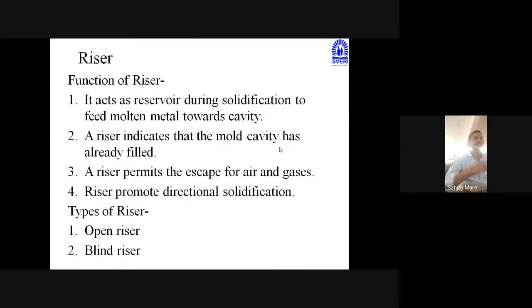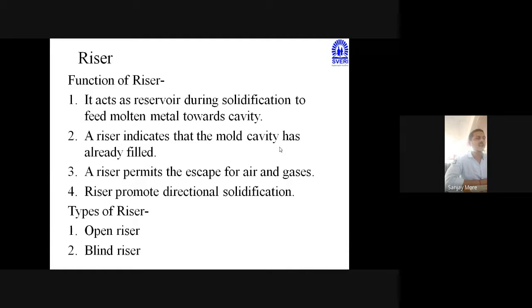Here, see the function of riser. It acts as a reservoir during solidification to feed molten metal towards the cavity. Then the riser indicates that the mold cavity is already filled, meaning the riser shows the mold cavity is completely filled.